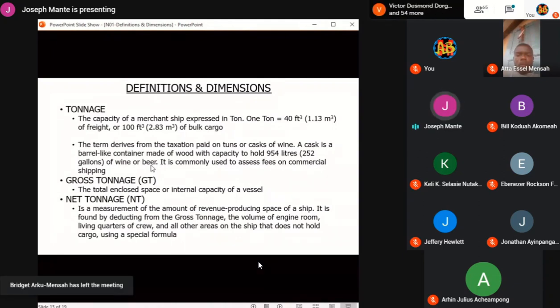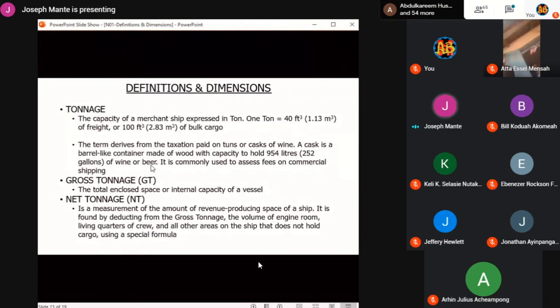So we have gross tonnage, the total enclosed space or internal capacity of a vessel. We have different spaces in the ship. We have the machinery space, the cargo space, the galley, the accommodation, and tanks. They are all enclosed spaces in the ship. So the total enclosed space or internal capacity of a ship becomes the gross tonnage.